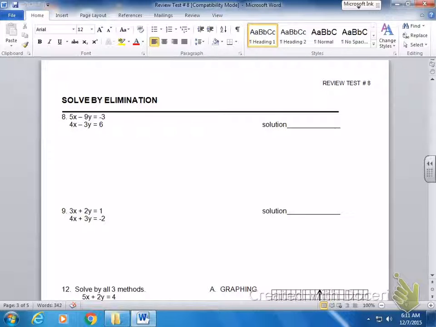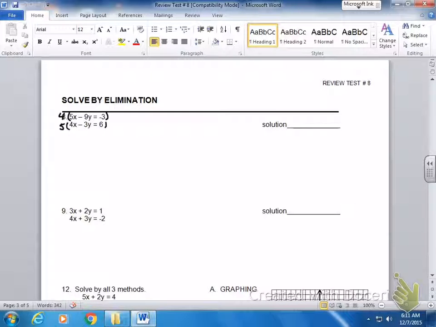It doesn't look like anything's going to be eliminated easily. I'm going to go ahead and draw my parentheses around both equations. And I'm going to choose to cancel out the x's. So I'm going to multiply the top equation by 4 and the bottom one by 5. Notice where I got the 4 and 5. It's just from the opposite equation.